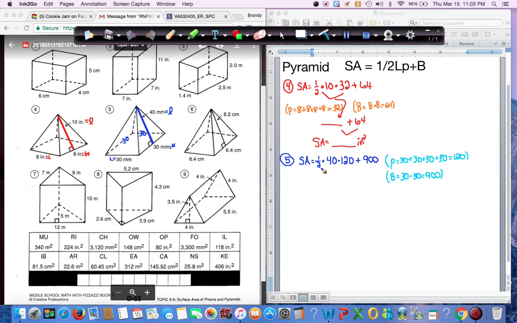Okay? So you do 1 divided by 2 times 40 times 120, excuse me, and then you hit equals and you write that answer down. Then you take that answer and you add it to 900. And you write that down. And that is your surface area of the pyramid.